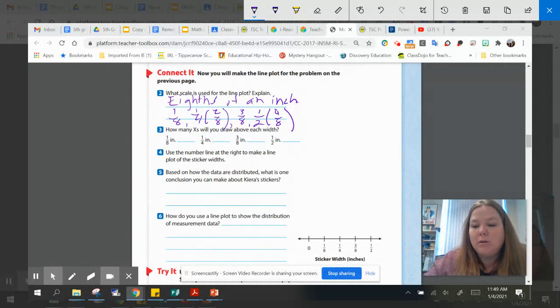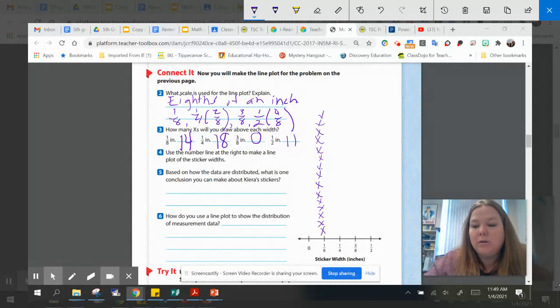How many X's will you draw above each width? Well, if you look back at the passage on the page before or the table, there were 14 stickers that are an eighth of an inch big. And there are 18 that were 1/4 inch big, and we have 0 that were 3/8, and we have 11 that are a 1/2 inch. So we're going to do 4, 5, and 6. It says use the number line at the right to make a plot. So we will put nothing at the 0, but we will put 14 X's right here above 1/8.